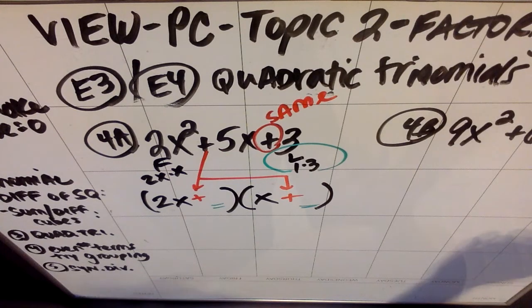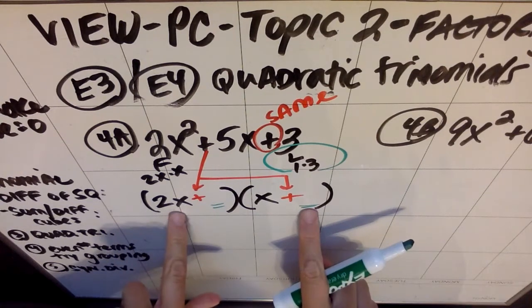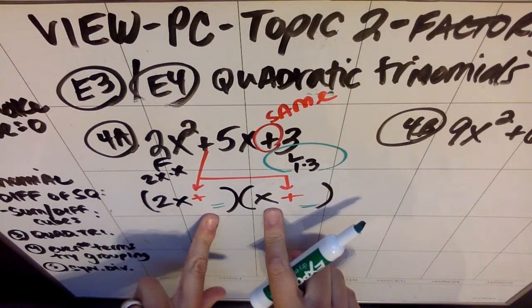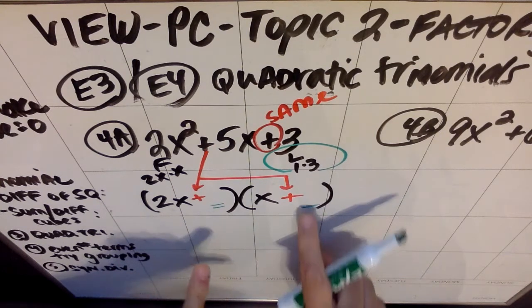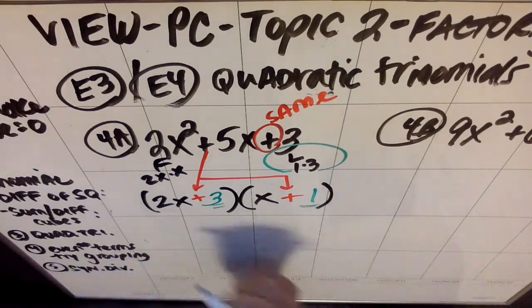You could just kind of try it in your head and see what happens. I noticed that if I put the 3 opposite the 2, I get a 6x and a 1x. 6x and 1x is 7x because they have the same sign. So the 3 can't go over here. So it has to be a 3 here and a 1 here, and then I check.